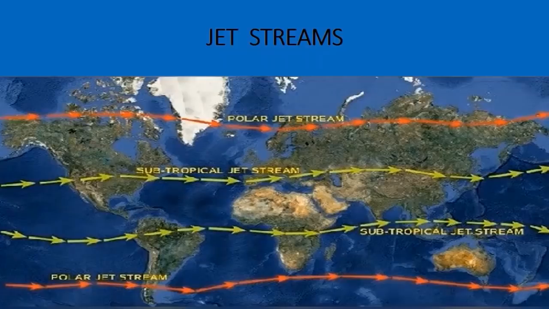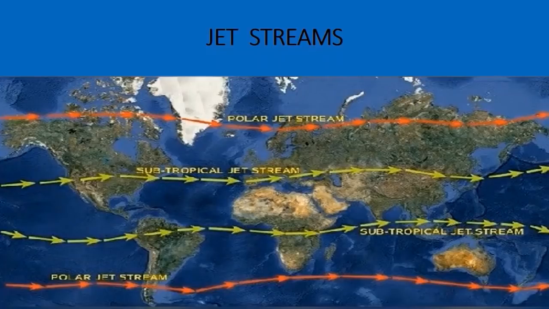That was about western disturbance. Now we come to the jet streams. Now jet streams are very fast blowing winds which are found at the tropopause, on the higher side of the atmosphere. There are polar jet streams also and subtropical jet streams also.